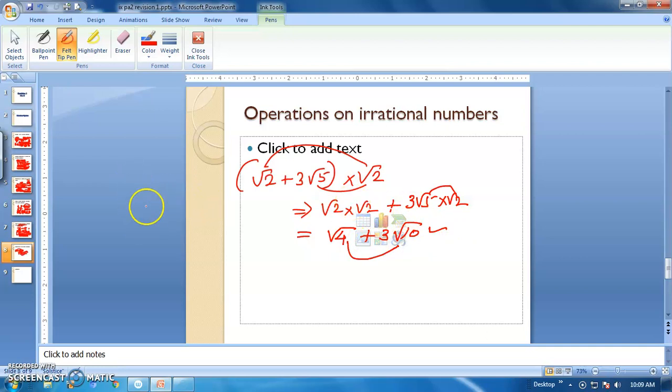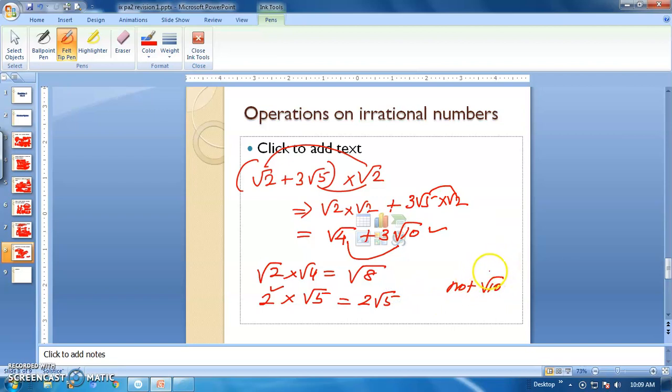And what about here now? Root of 2 into root of 4. If you multiply, root of 8 only will come. Similarly 2 into root of 5. Here it is a rational number, but that is an irrational number. So they are different types of numbers. One is rational, another irrational. It is not possible to multiply. So the answer is 2 into root of 5 only, but not root of 10. Some of you made this mistake in the last test.